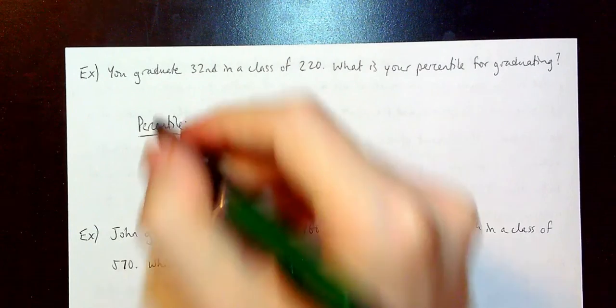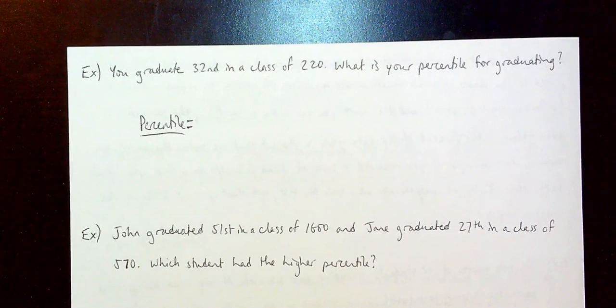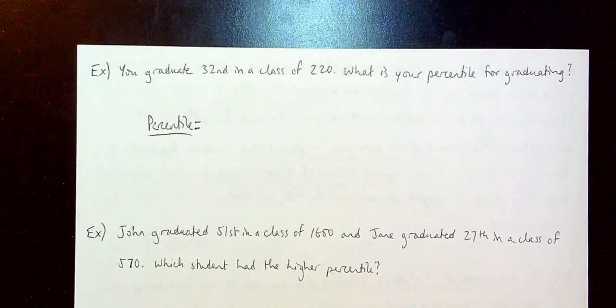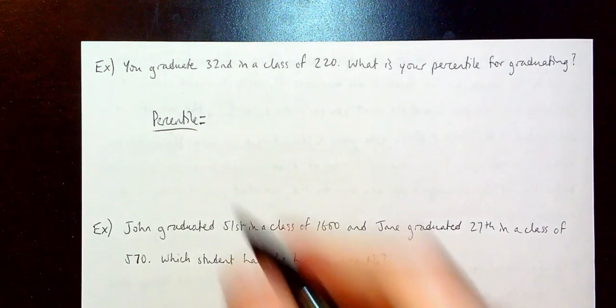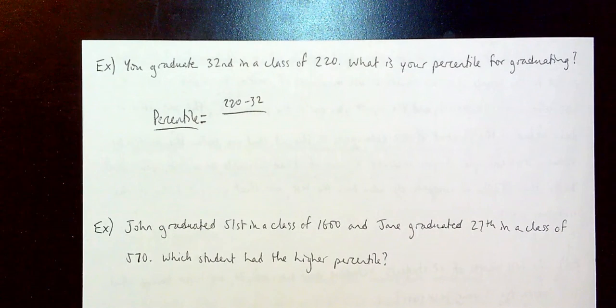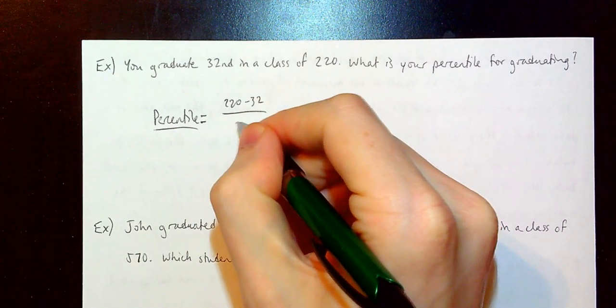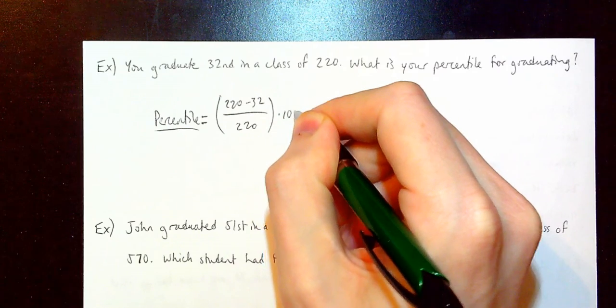Your percentile is going to be, well, the number of data values less than you. In this case, that's the number of people who graduated after you. So how many people graduated after you when you graduated 32nd in a class of 220? Well, it's going to be 220 minus 32 divided by the total number of data values, aka the total number of people, and then that times 100.